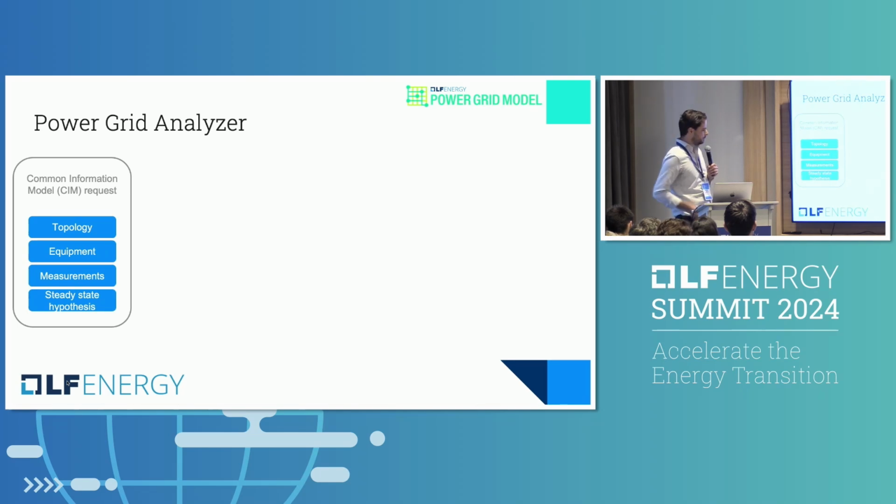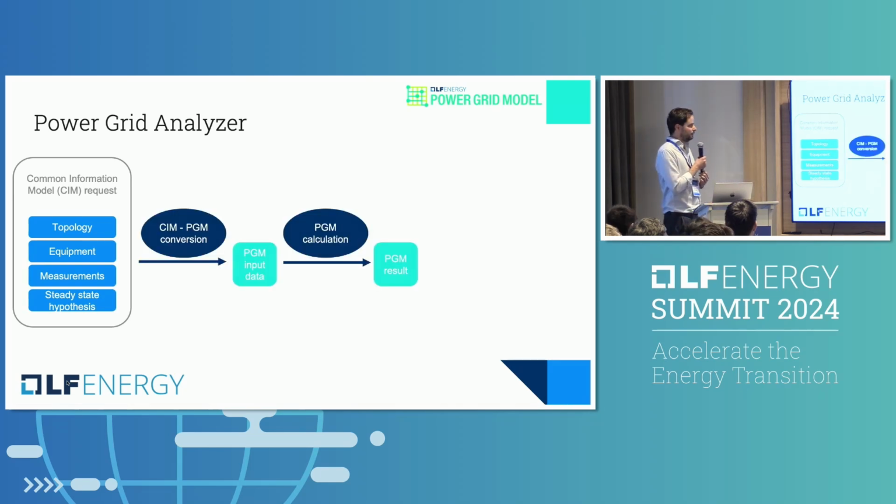So diving deeper into the Power Grid Analyzer, we have data that's coming in. It's in the format of the Common Information Model, CIM. Probably many of you know it. It consists of topology, equipment, measurements, and steady-state hypothesis. So that's just 4 different data structures to define the entire grid.